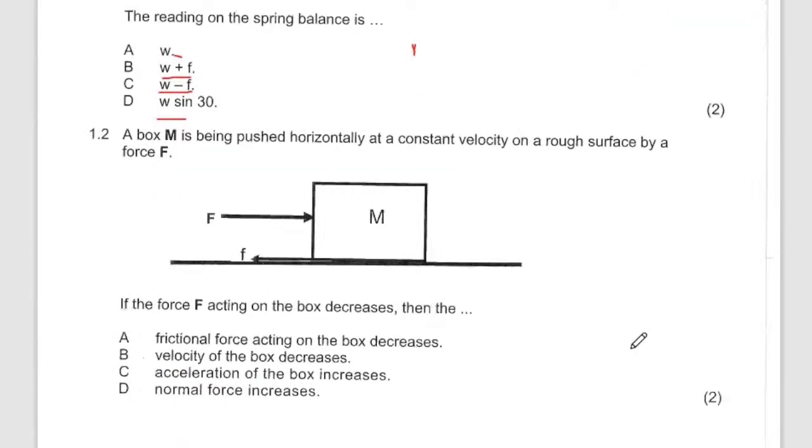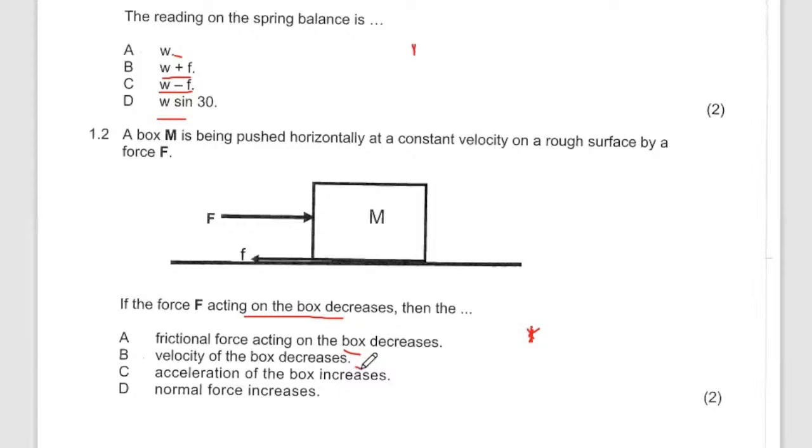Let's look at 1.2. A box M is being pushed horizontally at constant velocity on a rough surface by a force F. Okay, so we have the arrows that are indicating the directions. If the force F that is acting decreases, then what happens? Velocity of the box decreases, that sounds correct.